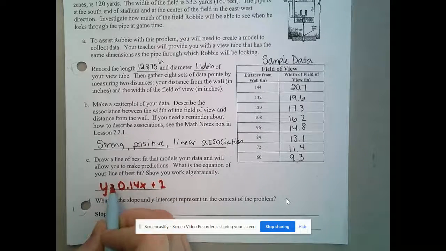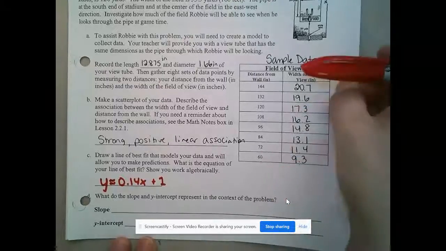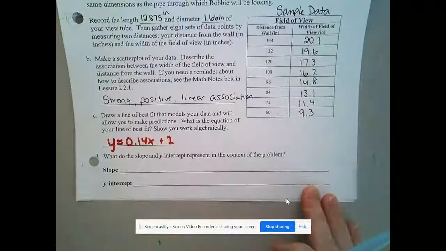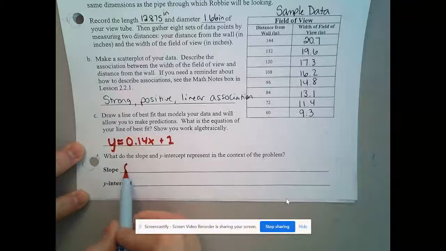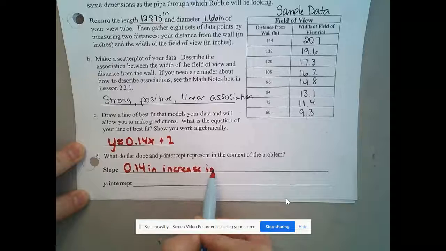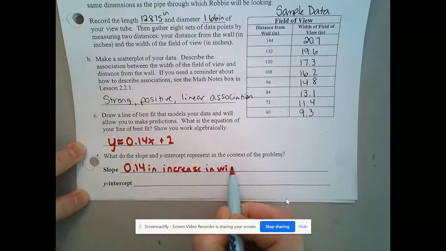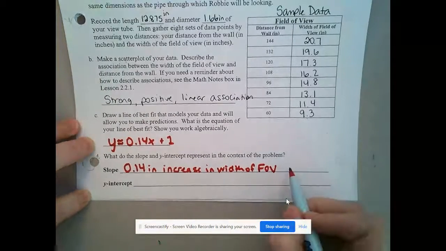And some people will even, instead of putting an equal sign there, use an approximately, just because we had to round 0.184615 to approximately 0.14. All right. So what do the slope and y-intercept represent in context? In context, the slope is saying that there's a 0.14 inch increase in the width of the field of view for every 1 inch I move away from the wall.